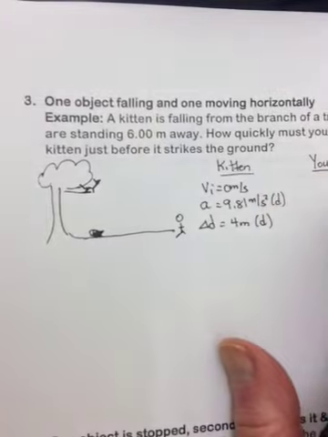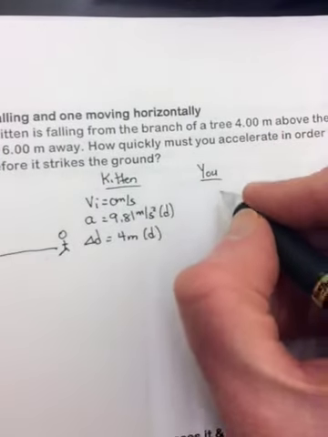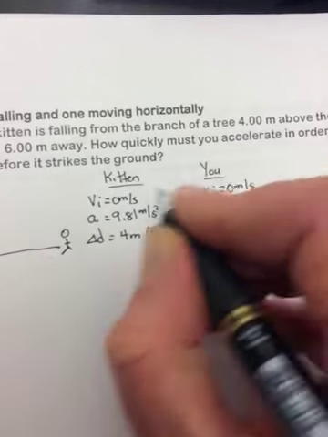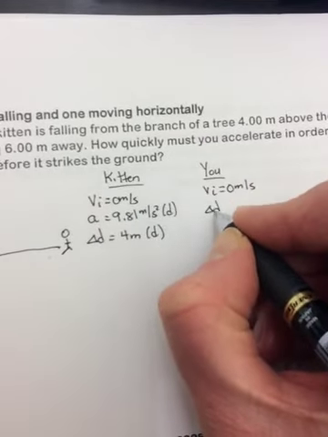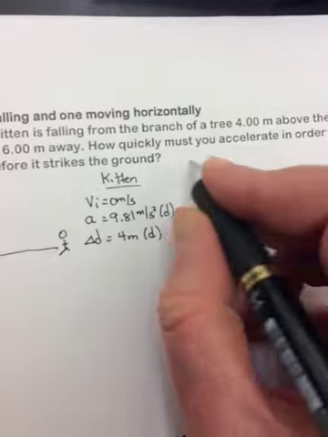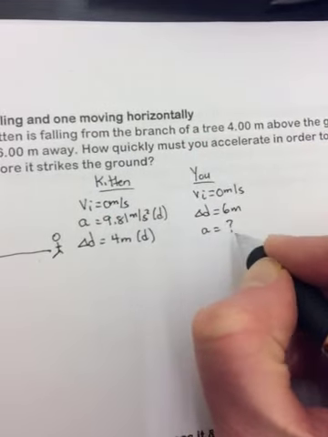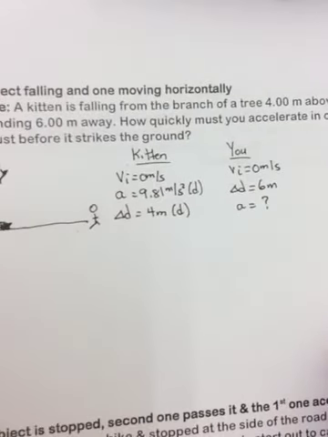Now, how about you? Well, it says you're standing 6 meters away, so that means your VI is also 0. And you're 6 meters away, so that's your delta D. And it wants to know how quickly must you accelerate. You're looking for your A. Okay, so here are all our givens.